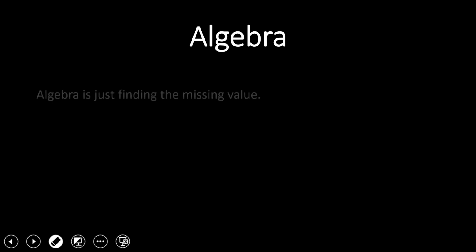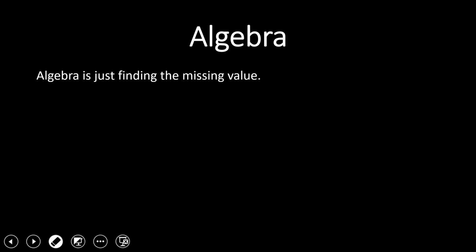Now, what is algebra? In simple terms, algebra is all about finding the missing value. An example is when you have x plus 5 equals 12. What this is saying is: what number added to 5 will give us 12?